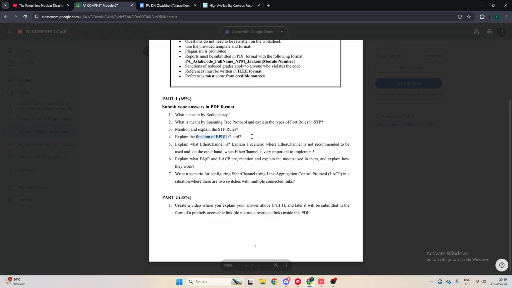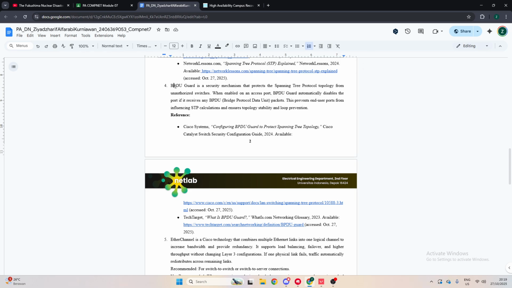Next is the BPDU guard. What is the function of BPDU guard? BPDU guard is a security mechanism that protects the spanning tree protocol topology from unauthorized switches. It is enabled on an access port to stop unauthorized switches from affecting the STP topology. When a port with BPDU guard receives a bridge protocol data unit, the switch immediately disables that port. This prevents the end user from influencing STP calculation and ensures topology stability and loop prevention.